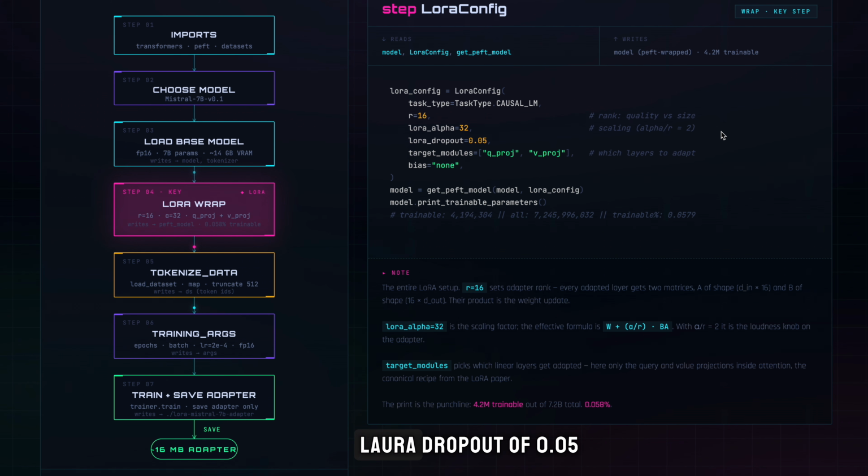We add a small LoRA dropout of 0.05 for regularization purposes, and for target modules, we pick q_proj and v_proj, which are the query and value projections inside the attention layer. This is the standard recipe from the original LoRA paper. We set the bias to none, meaning that we are not going to train any bias terms. Then we call get_peft_model to wrap the model. This freezes all the original 7 billion parameters and adds small trainable A and B matrices alongside them.